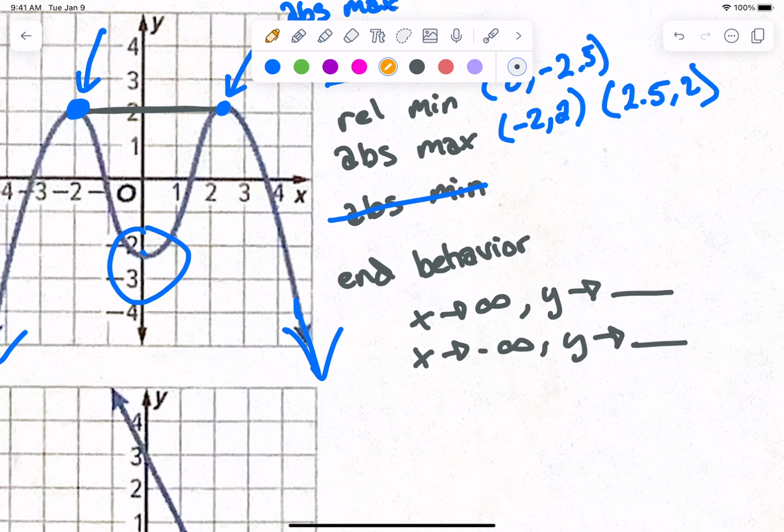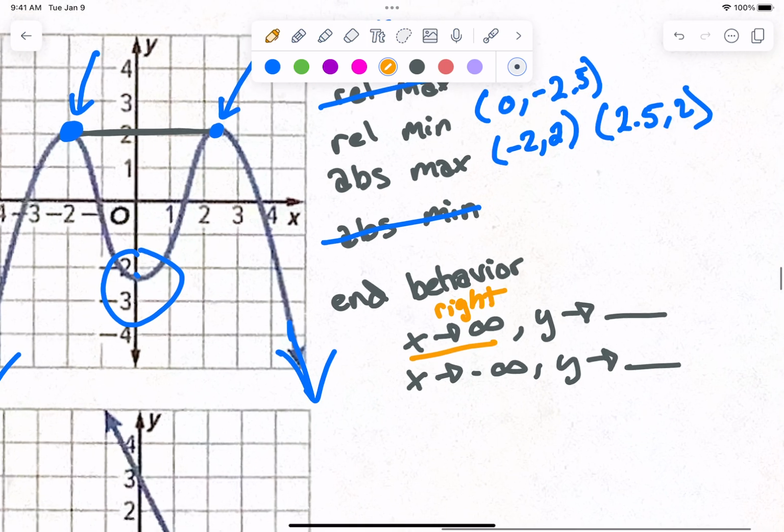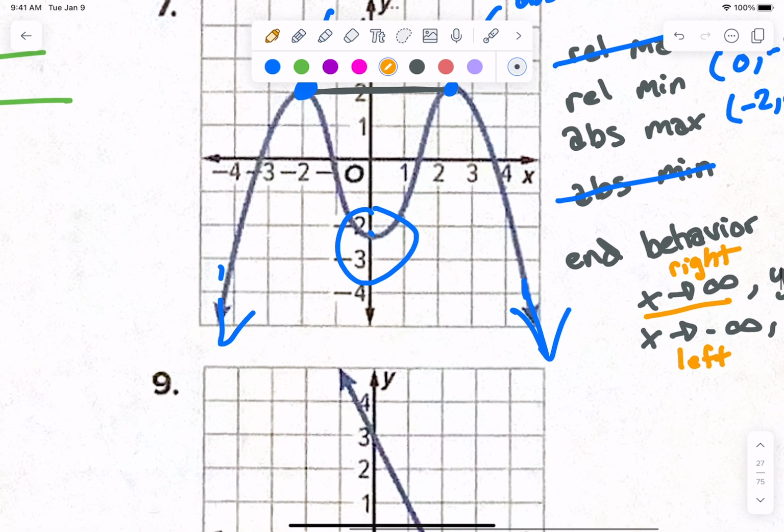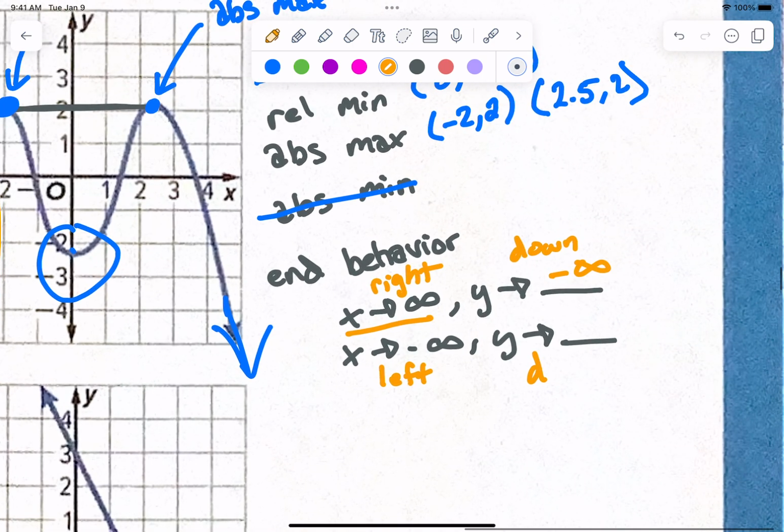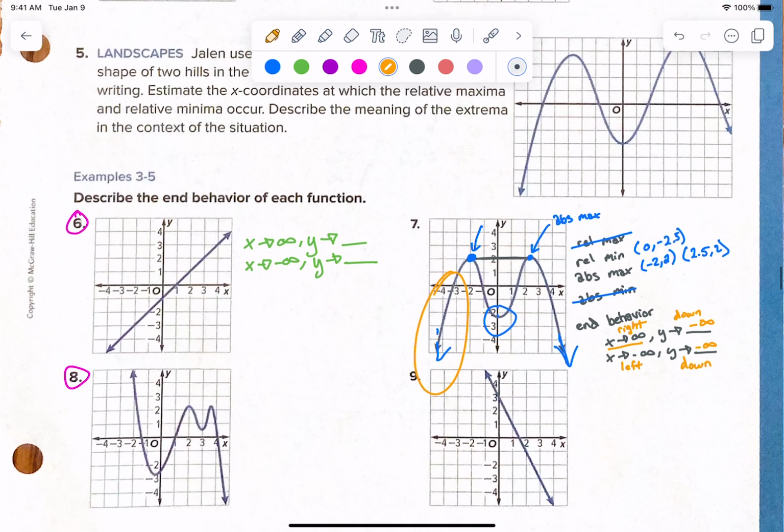All right, end behavior. As x goes toward infinity, that means we are going to the right. On the right side, are we going up or are we going down? Down. So we say negative infinity. As x goes toward negative infinity, that's on the left side. On the left side, he's going down as well. So that's also negative infinity. Good, all right, next.